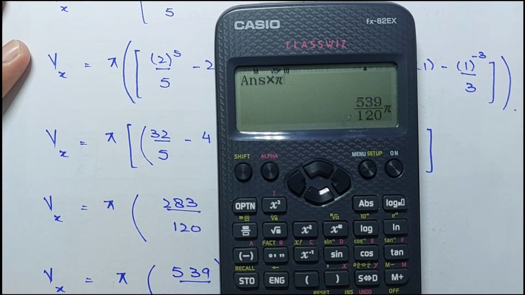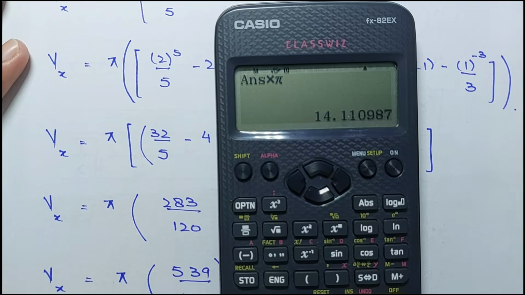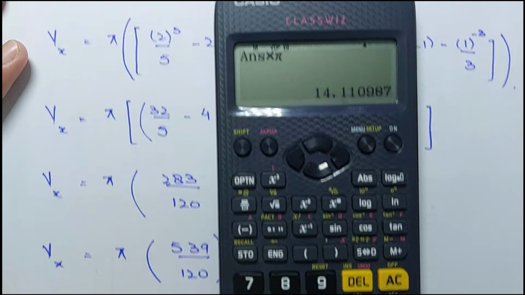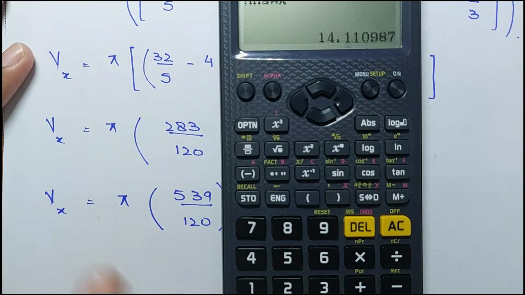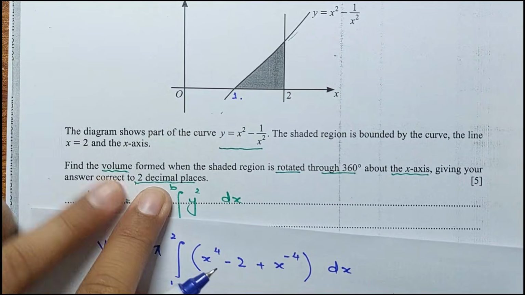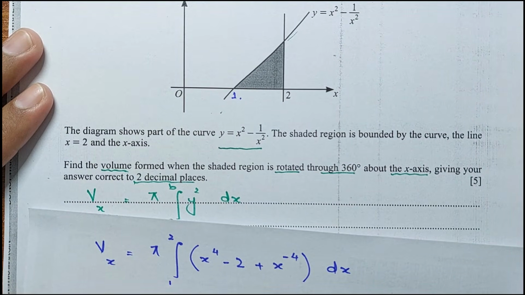Multiplied by pi, it is 14.1108987. Up to 2 decimal places we need to give the answer. So the volume is 14.11, because they said up to 2 decimal places. So that is the answer up to 2 decimal places.